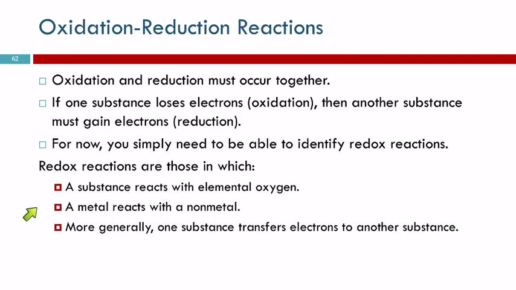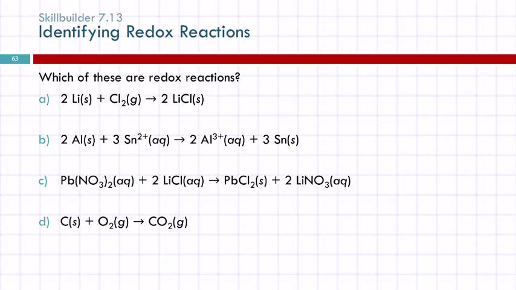And these are the three things to keep in mind. If you have some substance reacting with elemental oxygen, reacting with O2, it's going to be an oxidation-reduction reaction. If you have a metal reacting with a nonmetal, that's a redox reaction. More generally, if you have one substance transferring electrons to another substance. So look at some examples. This is the sort of thing you should be able to do for the test a week from Thursday.